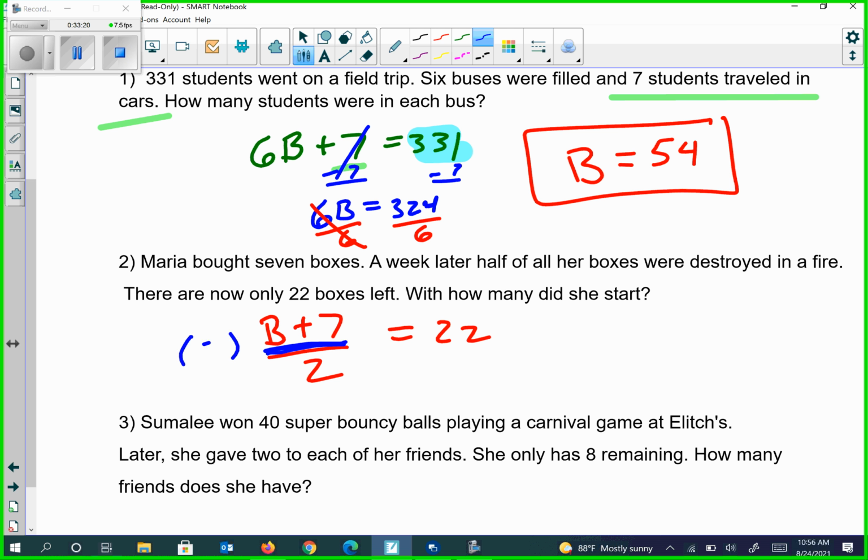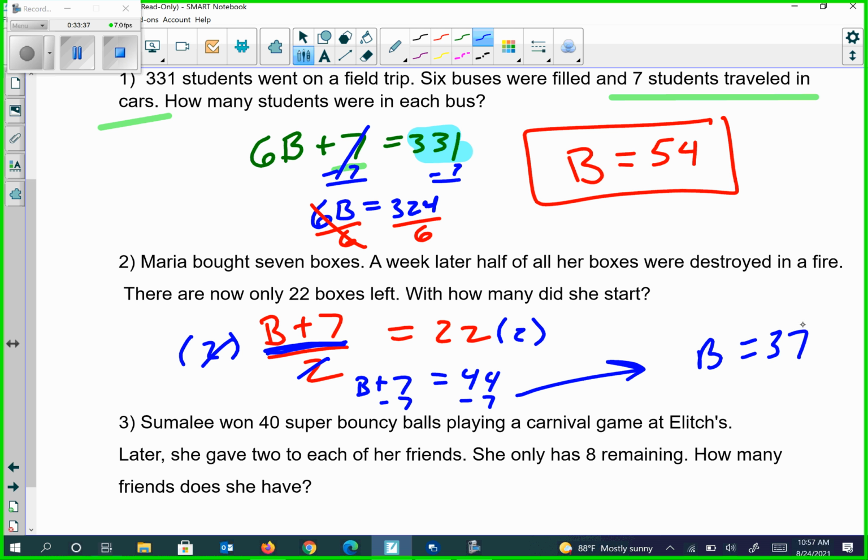So I'd do this, and maybe this is what you were saying. So then I get B plus 7, because those cancel, equals 44. Subtract 7. So B equals 37. So I guess I don't agree. That doesn't make sense. The 7 boxes are in the total. They aren't added to the total.